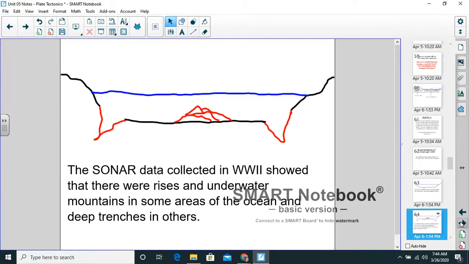Well, with the sonar data collected in World War II, it showed us that there was a lot more happening down in the ocean than anyone ever thought. There were rises, in some places even underwater mountains. And in other areas of the ocean, there were deep, deep trenches.